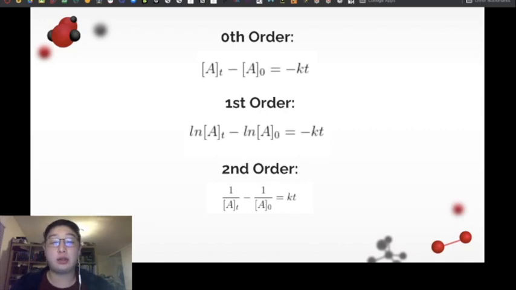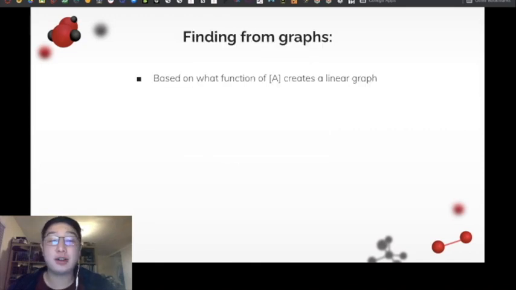It's really easy. All you need to do is just plug in numbers. Pretty sure you all know how to do that, so we're just going to move on. Now we're going to move into finding the rate law, or the order of the reaction, from graphs, based on what function of the concentration of A creates a linear graph. It sounds a little complicated, but it's actually not that difficult.